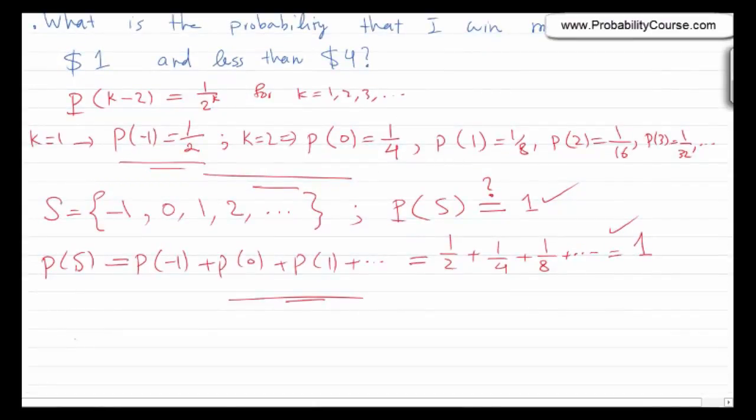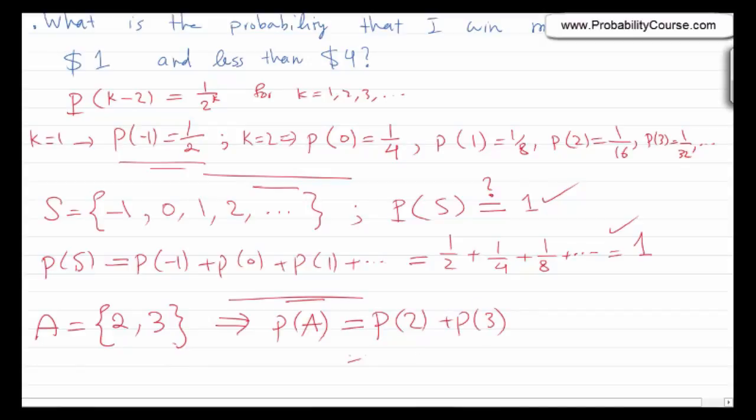The problem asks us, what is the probability that I win more than $1 and less than $4? So we are interested in the outcome that the amount that I win is larger than 1, so it might be 2, and less than 4, so it's 2 and 3. Now, how do I find probability of A? Again, this is a finite event, and we have a discrete probability space, so probability of A is simply probability of 2 plus probability of 3, and probability of 2 is 1 over 16, probability of 3 is 1 over 32, and that becomes 3 over 32.